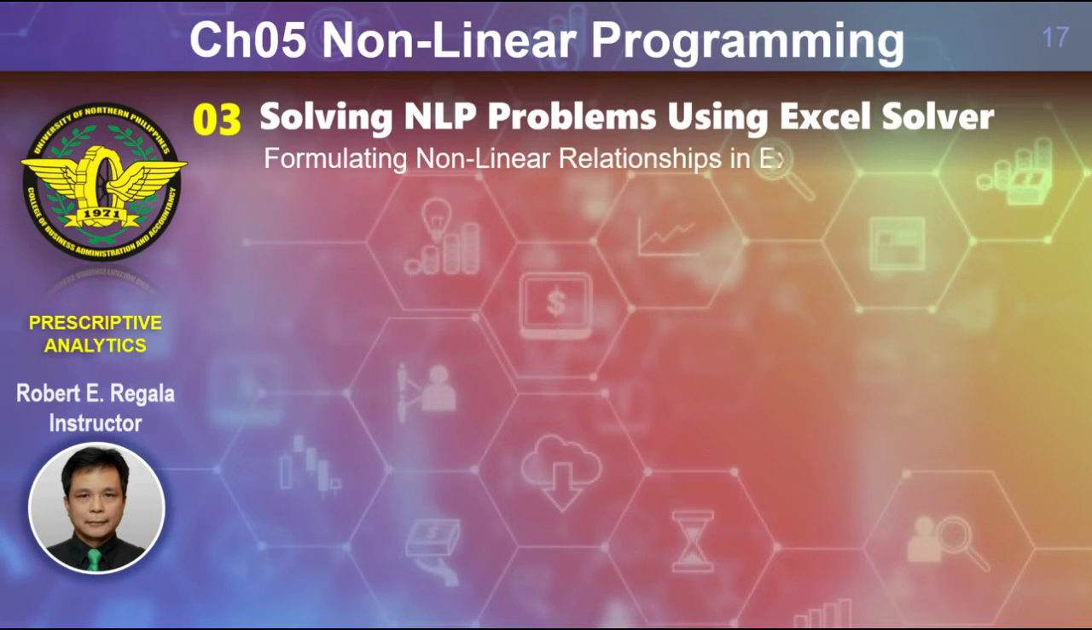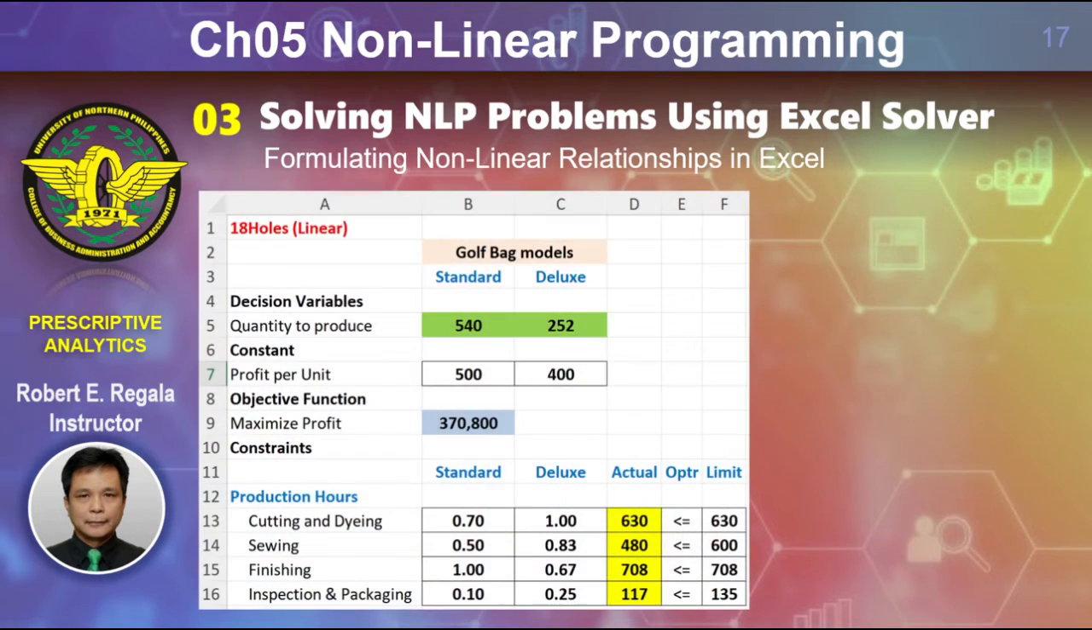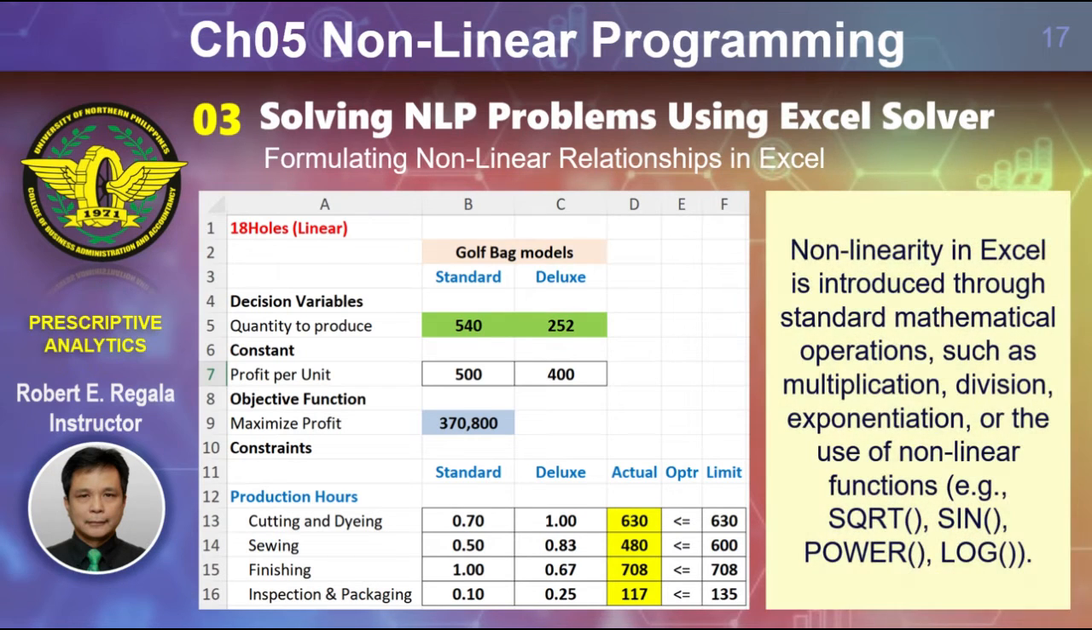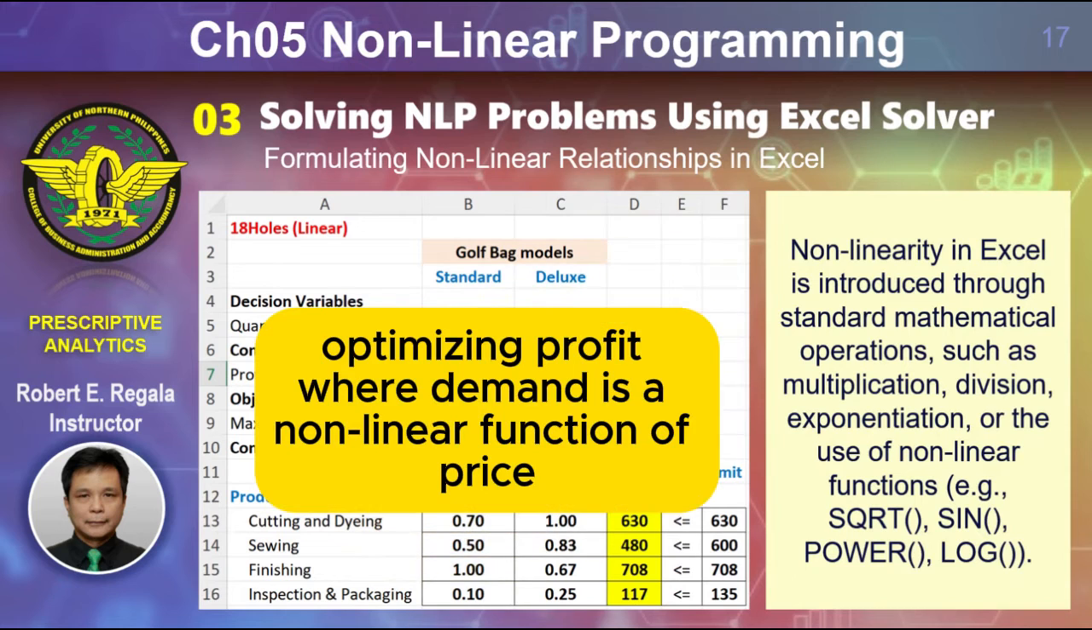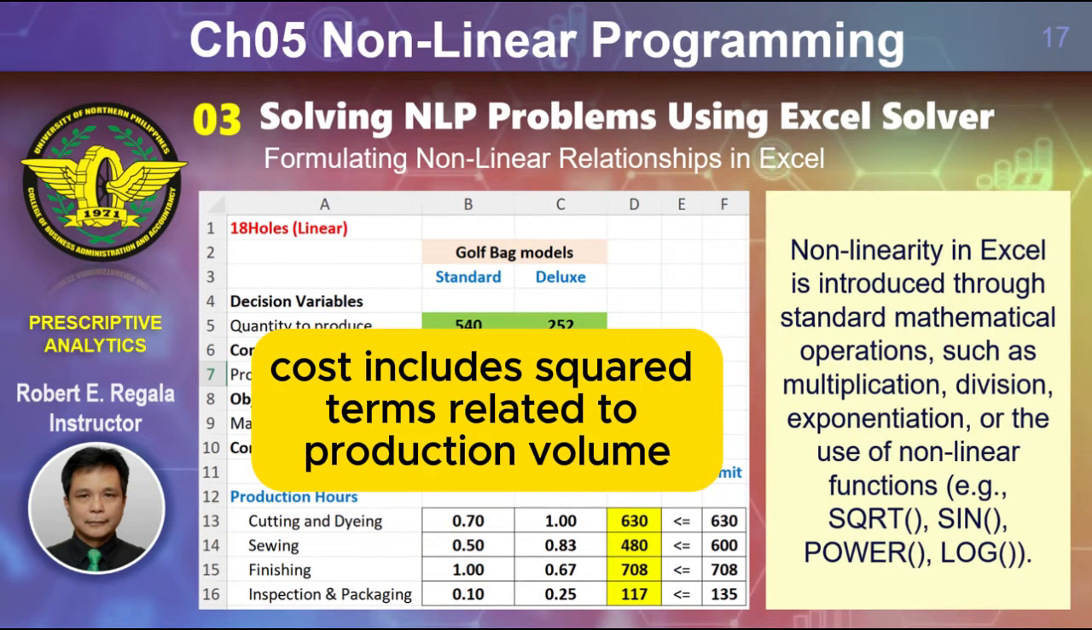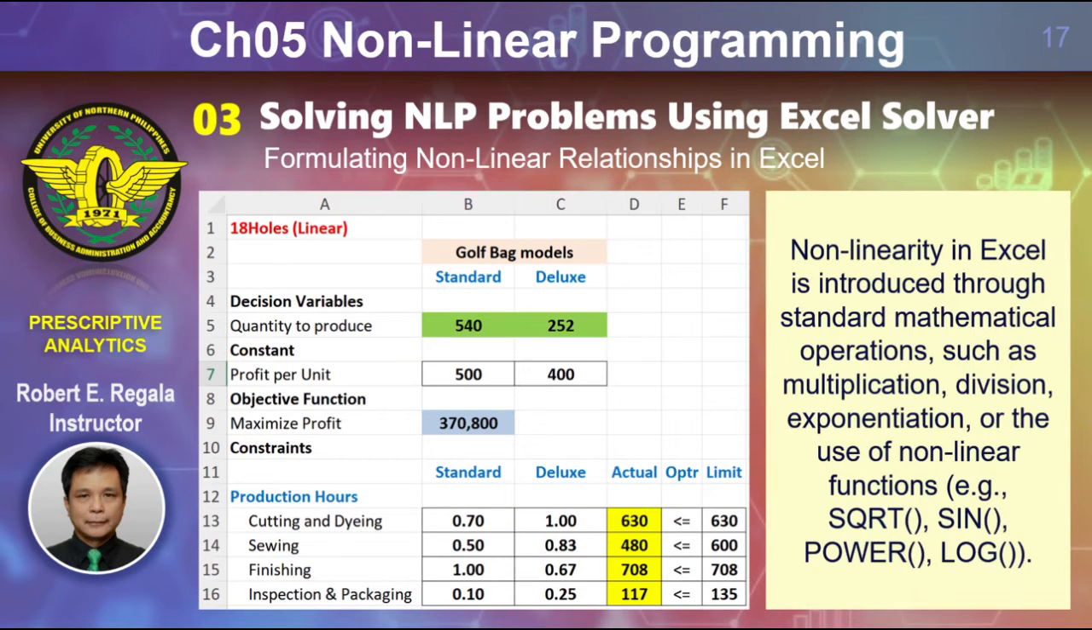Formulating nonlinear relationships in Excel. A spreadsheet optimization model is deemed nonlinear whenever the relationship between the objective cell or any constraint cell and the decision variables is non-additive or non-proportional. Nonlinearity in Excel is introduced through standard mathematical operations, such as multiplication, division, exponentiation, or the use of nonlinear functions, for example, square root, sine, power, log. For instance, optimizing profit where demand is a nonlinear function of price, or where cost includes squared terms related to production volume, immediately results in a nonlinear objective function.